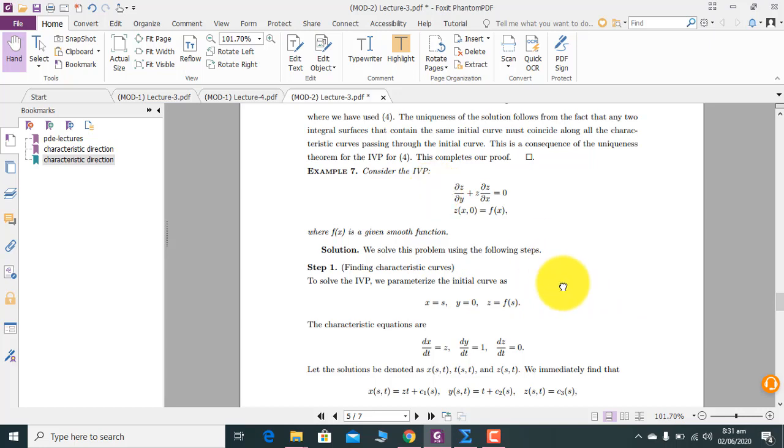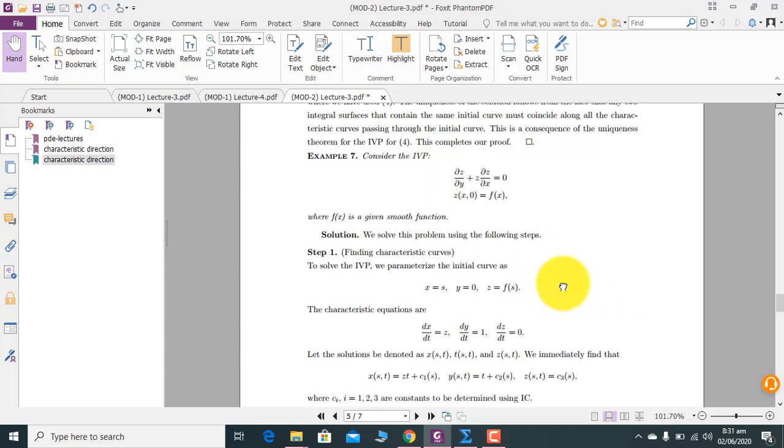Okay, so this is the initial value problem: partial z over partial y plus z partial z over partial x is equal to 0, and z of x, 0 is f of x. This is the initial value problem of a quasi-linear partial differential equation. So what is the first step? You have to find the characteristic curves.